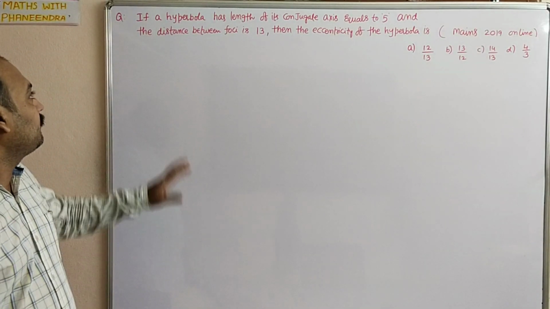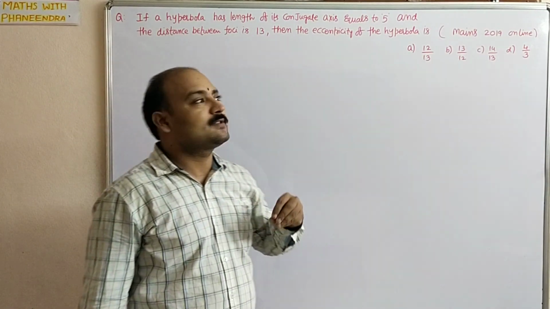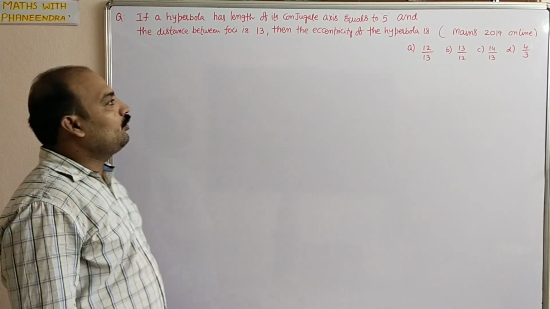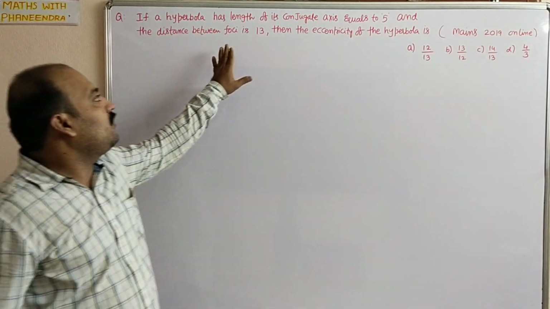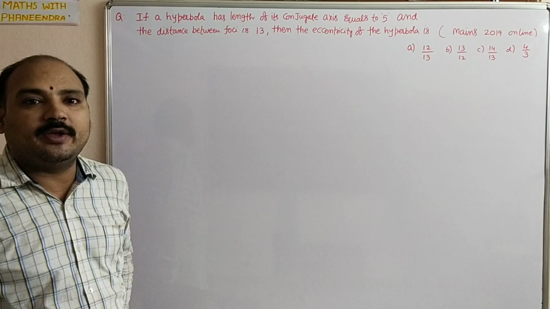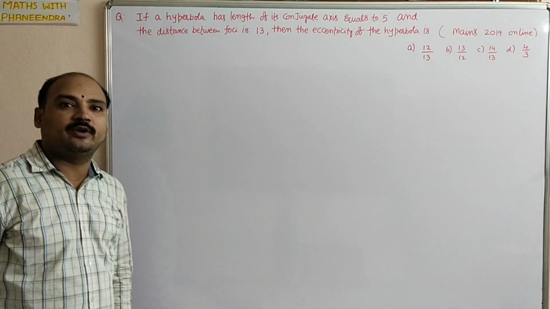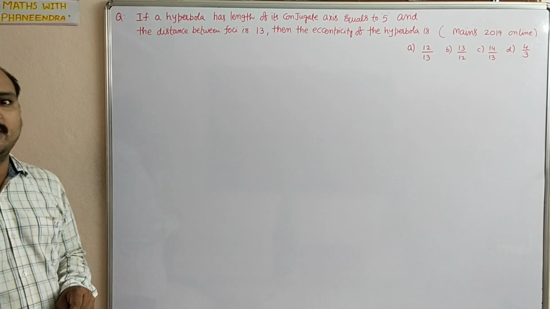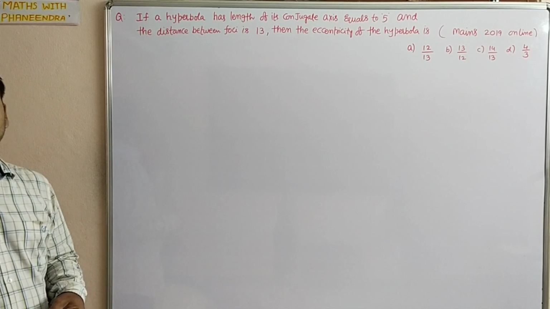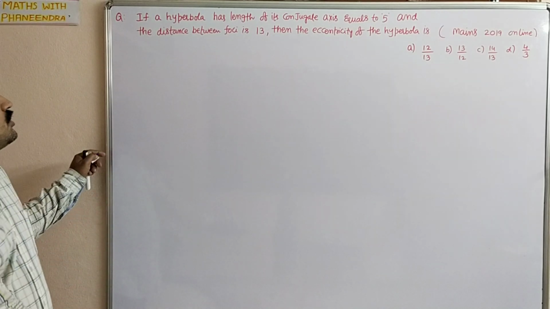The next question. If a hyperbola has the length of its conjugate axis equal to 5 and the distance between foci is 13, then the eccentricity of the hyperbola is. This question is also from the Mains 2019 online questions. Online shifts were there in the time of 2019. So it is given. Let us come to the question.